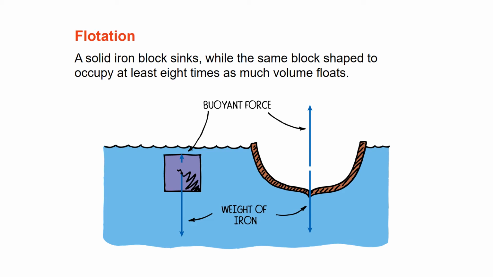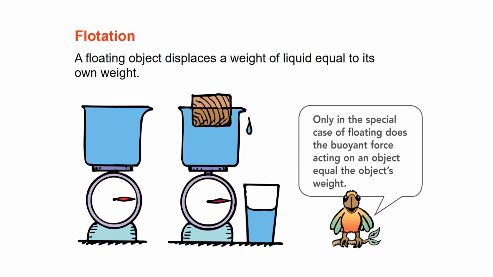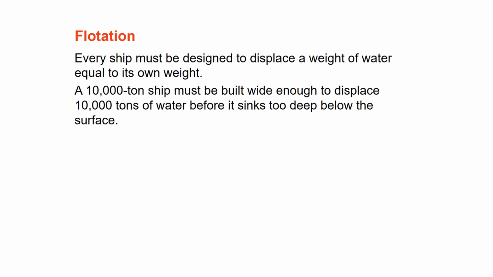A solid iron block sinks, while the same block shaped to occupy at least 8 times as much volume will float. We can explain why. A floating object displaces a weight of liquid equal to its own weight, according to Archimedes' principle. Every ship must be designed to displace a weight of water equal to its own weight. A 10,000-ton ship must be built wide enough to displace 10,000 tons of water before it sinks too deep below the surface.